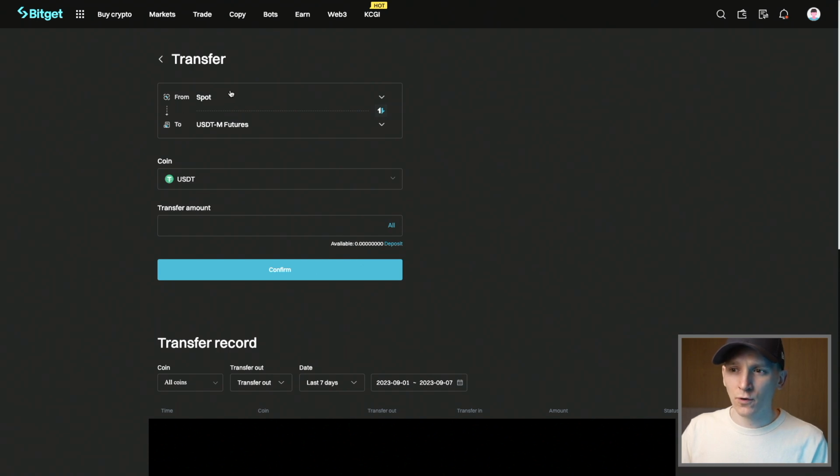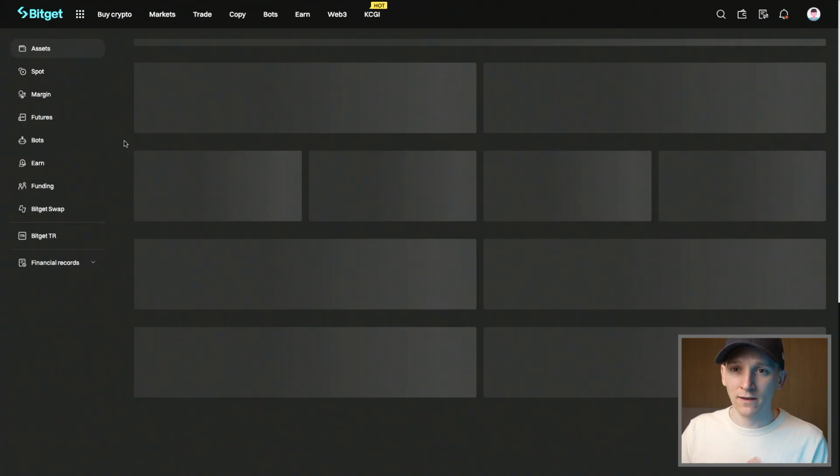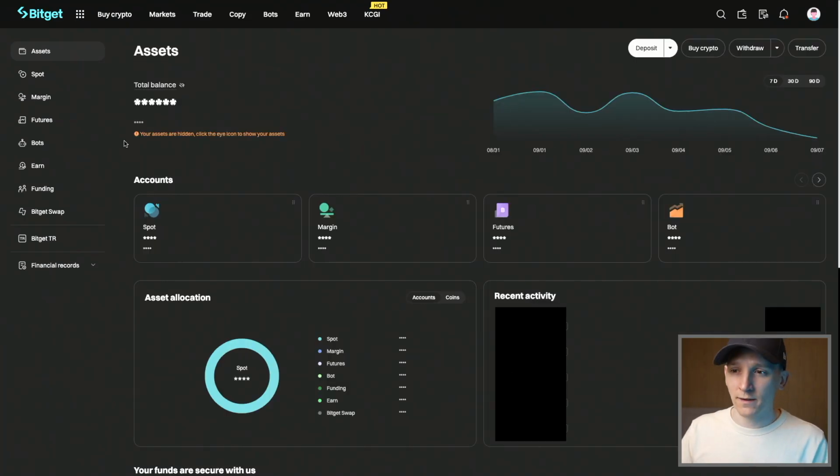So if you have some money in your spot account, what you can do is send that into your futures trading account to trade, and then you can just press an amount that you want to transfer, press confirm, and that will transfer instantly for you. That's an internal transfer, so completely free and instant.